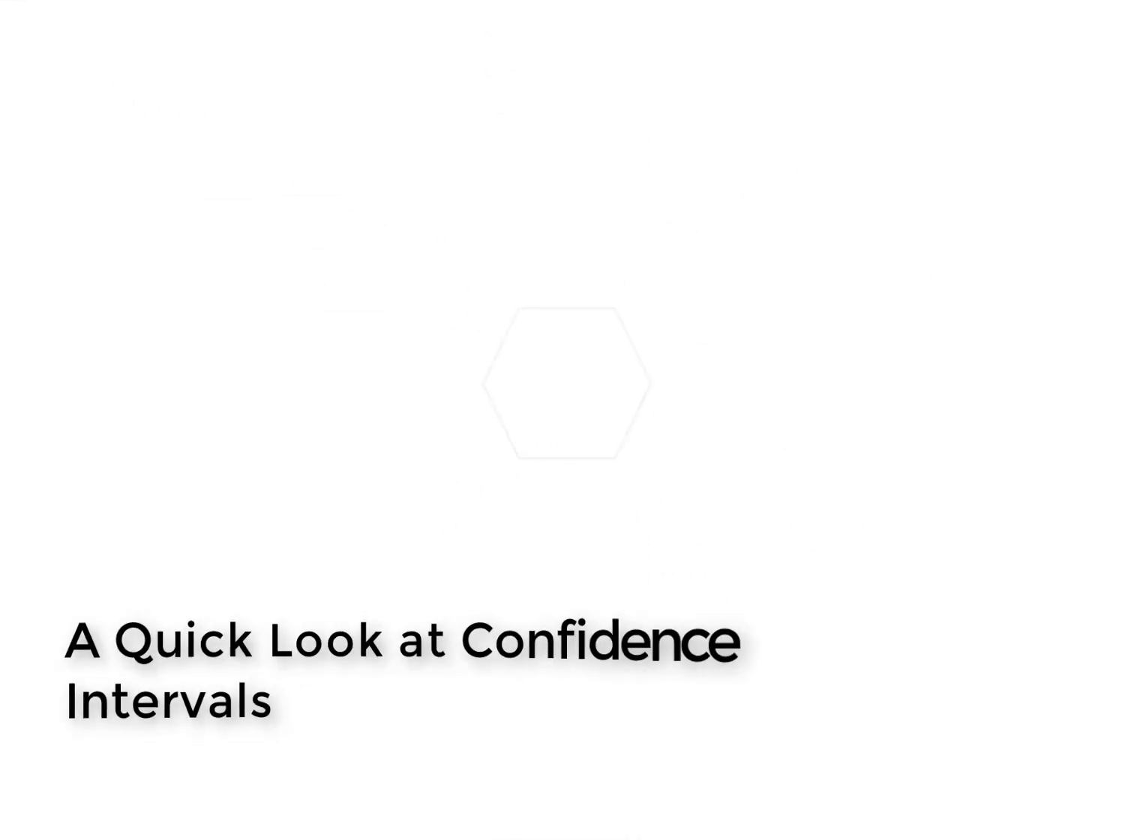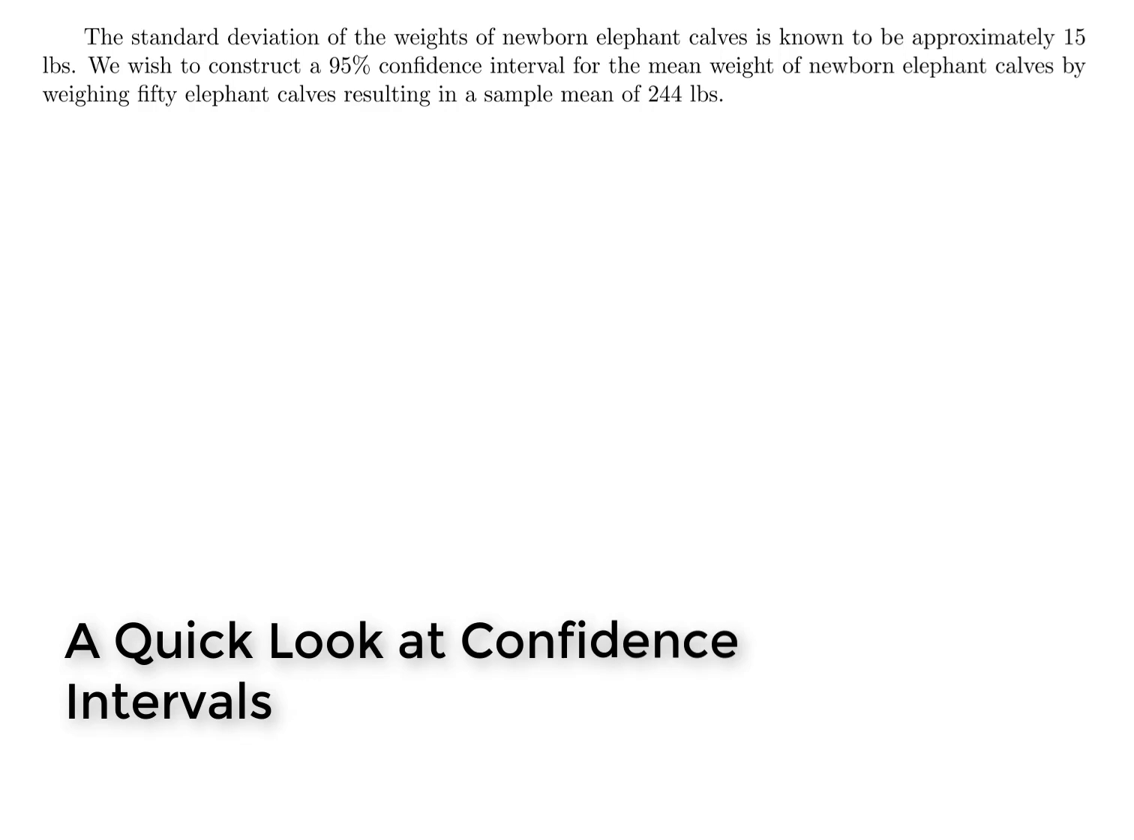Let's go over an example on how to build a confidence interval, because I feel like that's an important topic that can sometimes be confusing. And so here's our question. The standard deviation of weights of newborn elephant calves is known to be approximately 15 pounds. We wish to construct a 95% confidence interval for the mean weight of newborn elephant calves by weighing 50 elephant calves, resulting in a sample mean of 244 pounds.